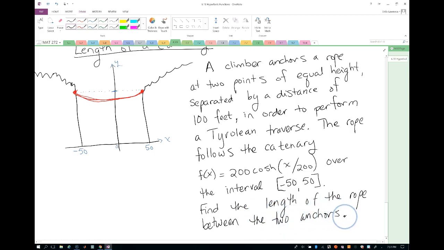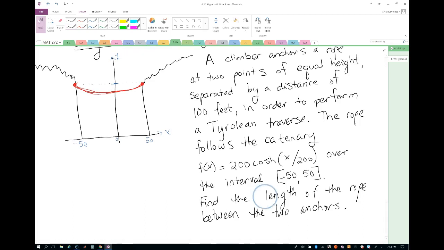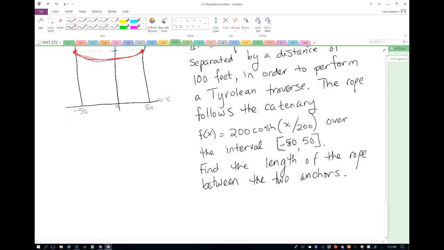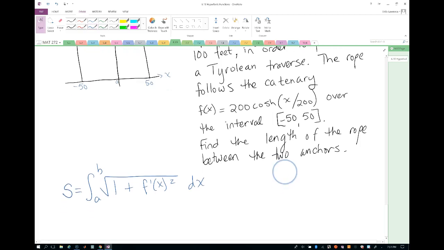So this is going back a few sections to where we were finding arc length along a function. So we've got our limits of integration. Remember that formula for arc length is the integral from a to b of the square root of 1 plus f prime of x squared dx. So we've got our function, we've got our a and our b. We need to figure out what f prime squared is.